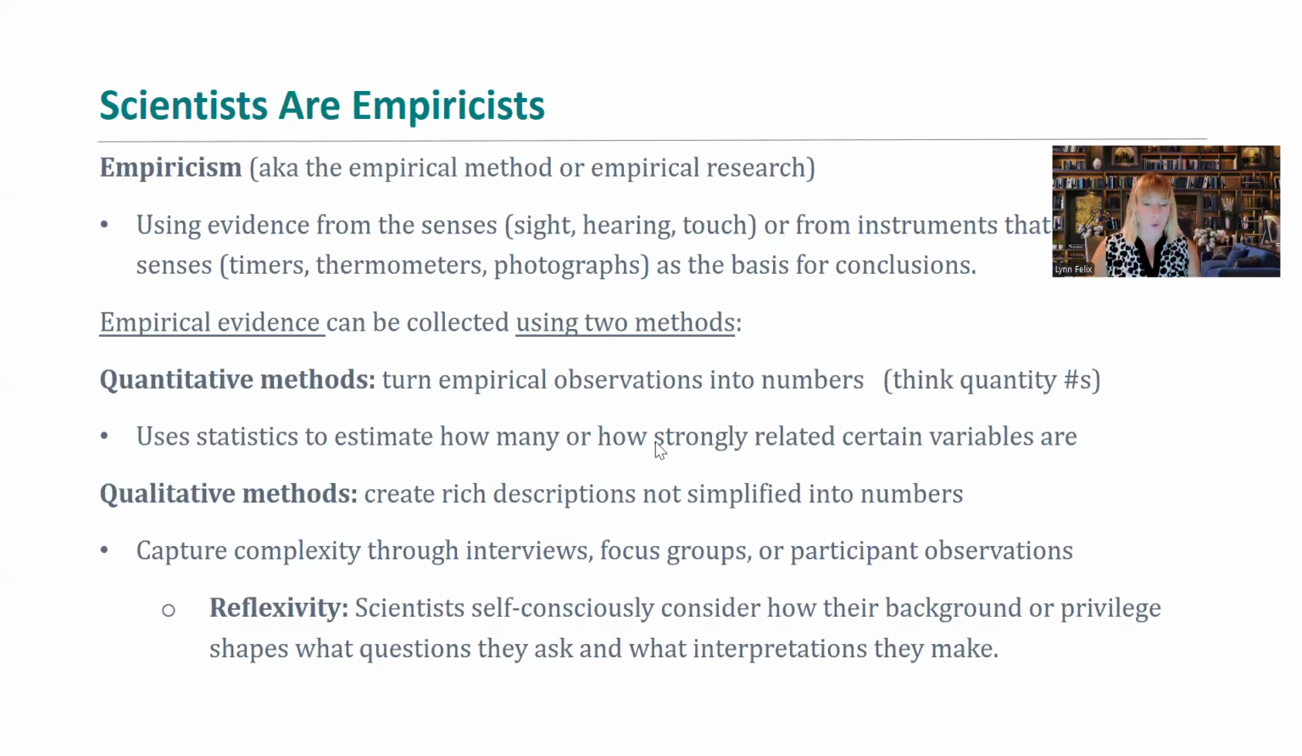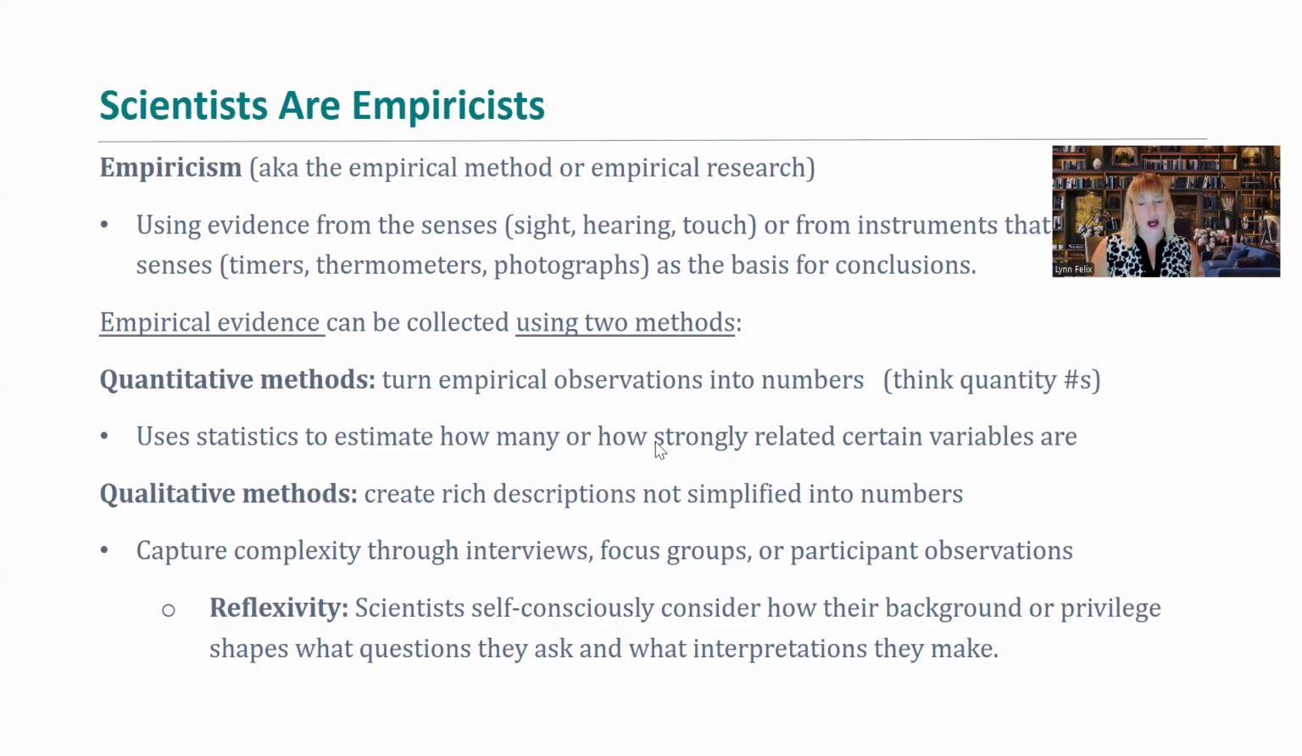So we have quantitative methods and we have qualitative methods. Quantitative methods turn empirical observations into numbers. Think quantity, number of something, right? Use statistics to estimate how strongly related certain variables are. So quantitative is quantity, numbers, right?